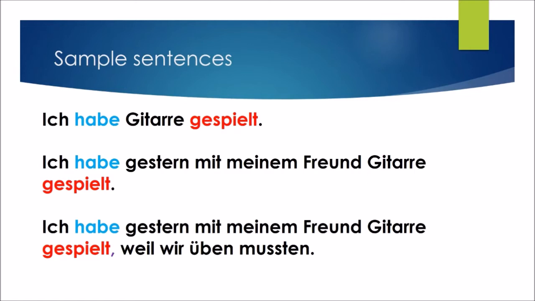If we have a really complicated sentence, one with two clauses: Ich habe gestern mit meinem Freund Gitarre gespielt, weil wir üben mussten. First clause, I played the guitar with my friend yesterday. Second clause, because we had to practice. Now, it would not make sense to put the gespielt at the end of the whole sentence. So it's at the end of the clause, which means the past participle will be found in front of a full stop or in front of a comma. So be careful with that if you come across longer sentences.